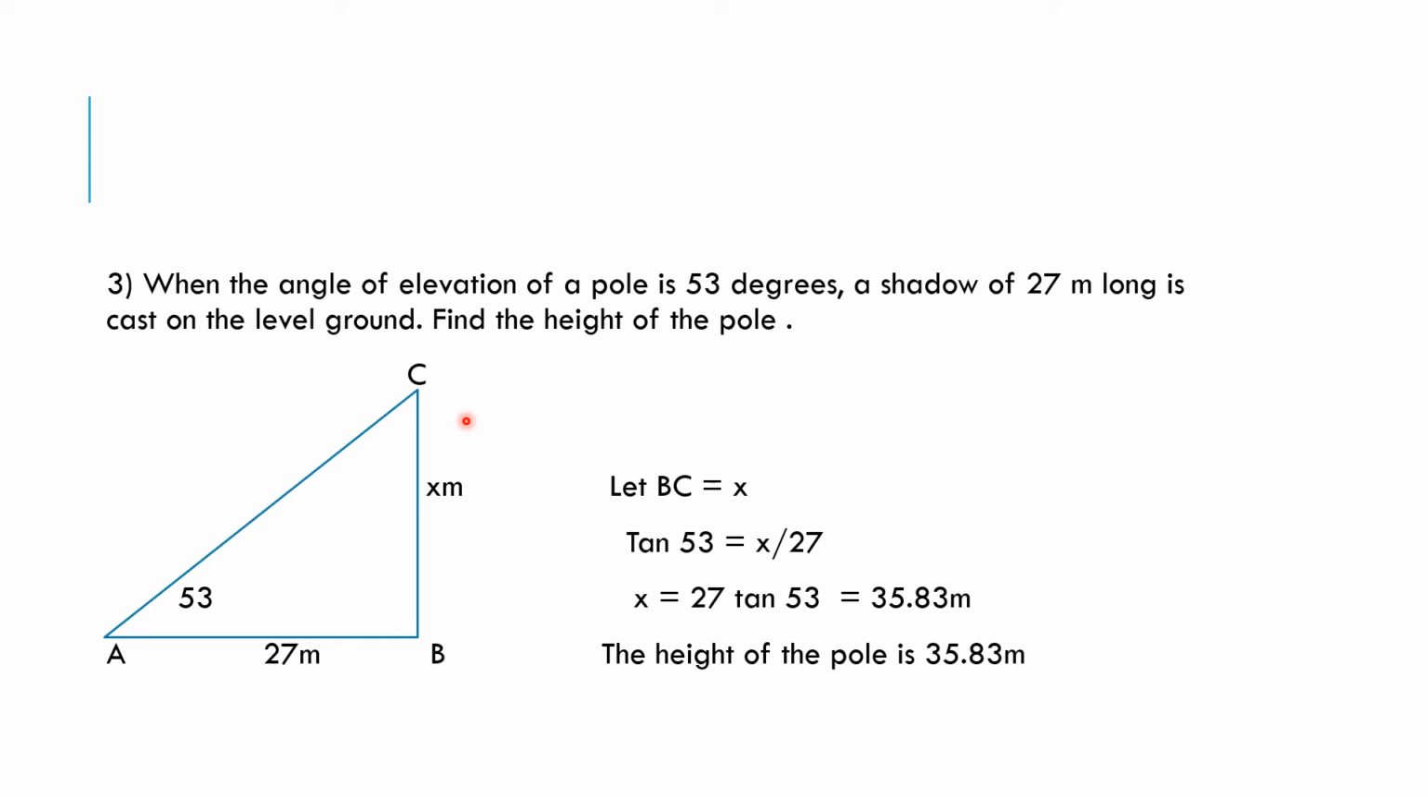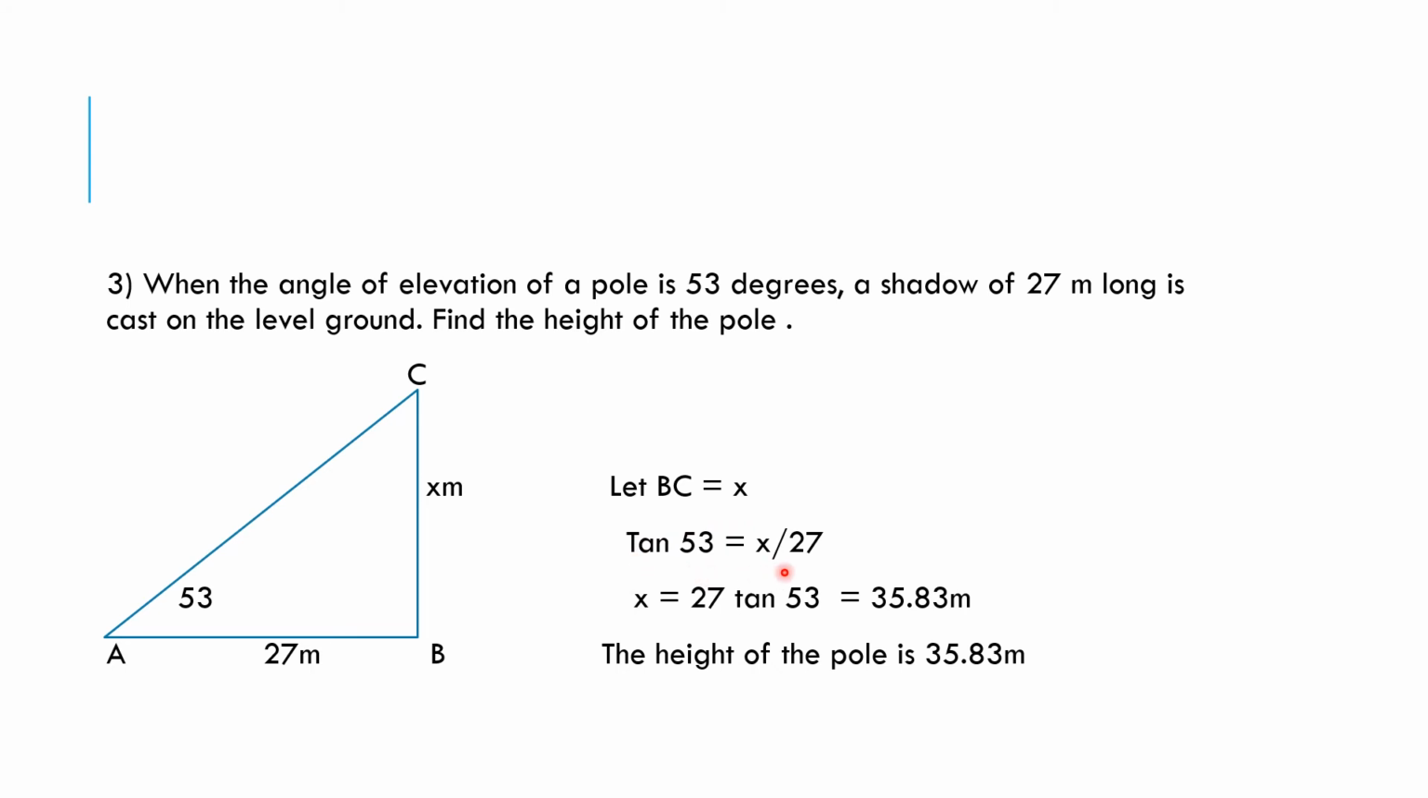So this is basically a figure ABC. AB is 27, BC is X, which is unknown, and angle BAC is 53 degrees. In the diagram, AB and BC represent the length of the shadow and the height of the pole respectively. Let BC be equal to X.